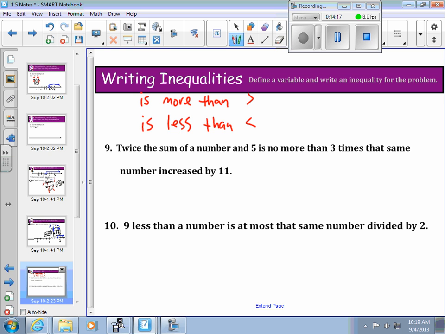Some other key ones, if you see is no more than, that means it can't be any more than that. That means it has to be less than or equal to that. And if you see the term at least, that means you have to be at a very minimum that number, so that would be greater than or equal to. So those are some key terms we're going to be looking at. We'll look at these problems in class tomorrow.